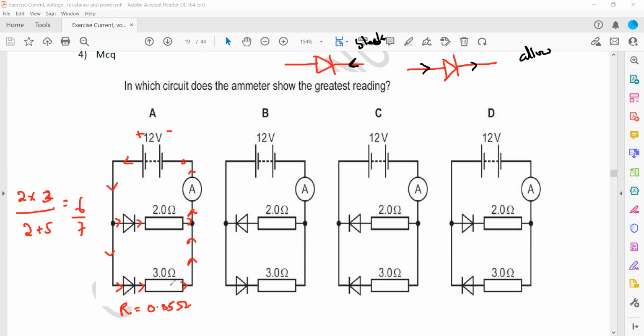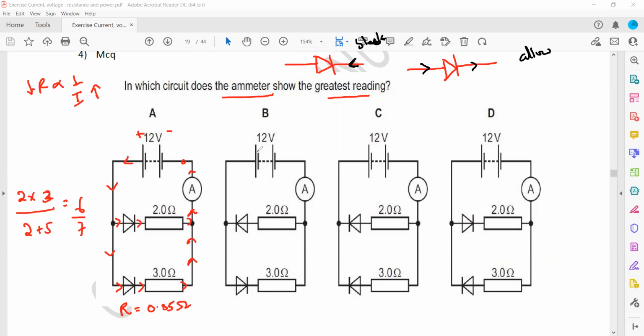Now, because the ammeter shows the greatest reading, the current should be maximum. So the circuit which has the least resistance will have the maximum current. So we have to check which circuit has the least resistance. So circuit A has a resistance of 0.85 only.